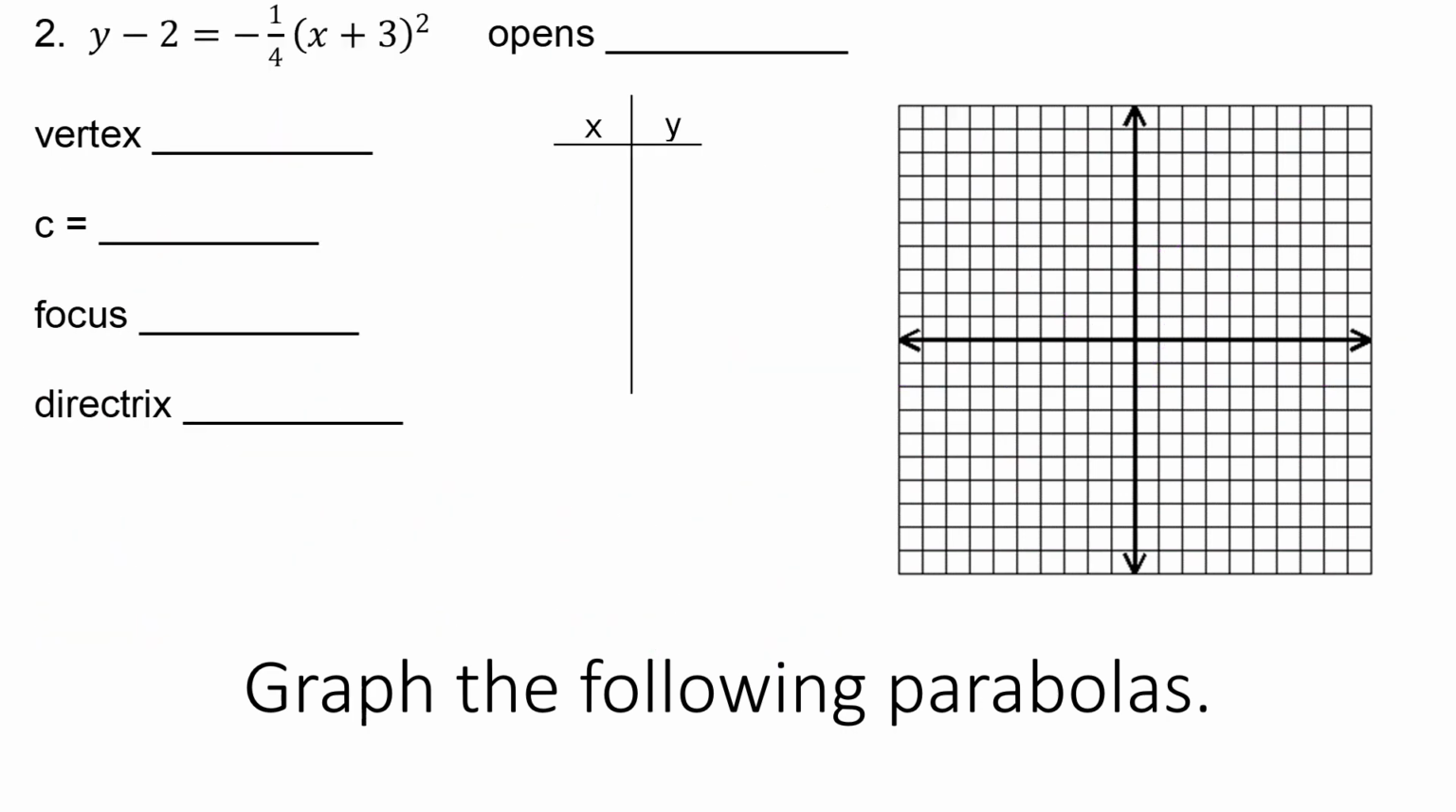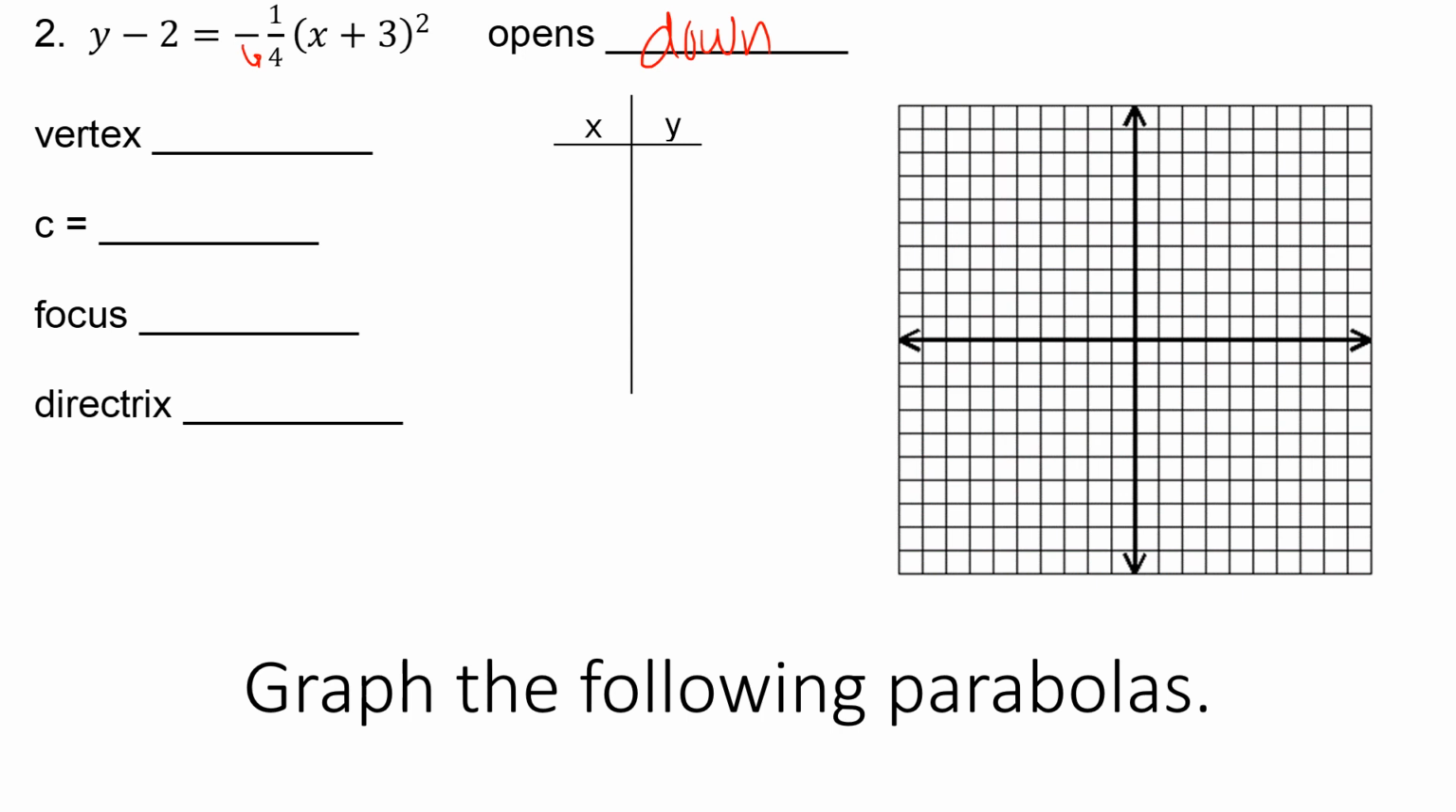Okay, so our second example, we have y minus 2 equals negative 1/4 times x plus 3 squared. Okay, so when we look at this, we want to pay attention to the fact that there is a negative. This negative tells us that it's going to be open down. Okay. A good thing to remember is that we're going to apply the negative to the denominator when we are solving for our c.